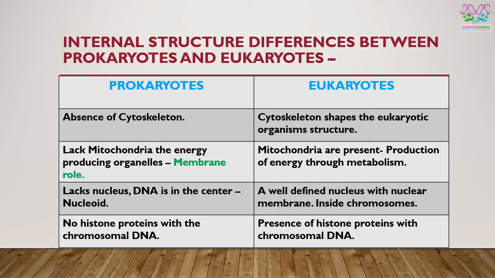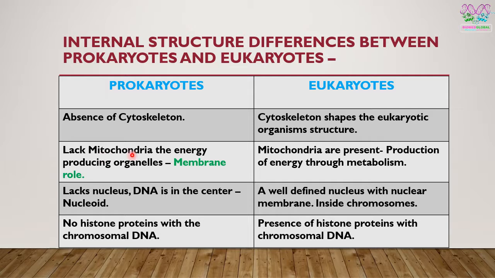There are also internal structure differences between prokaryotic and eukaryotic cells. And here is the description of these. Like in a prokaryotic cell, there is no cytoskeleton, whereas a eukaryotic cell has a cytoskeleton that shapes the eukaryotic organism's structure. And you might be familiar that cells form the tissue and tissues form the organs and so on, and cytoskeletal proteins play an important role.